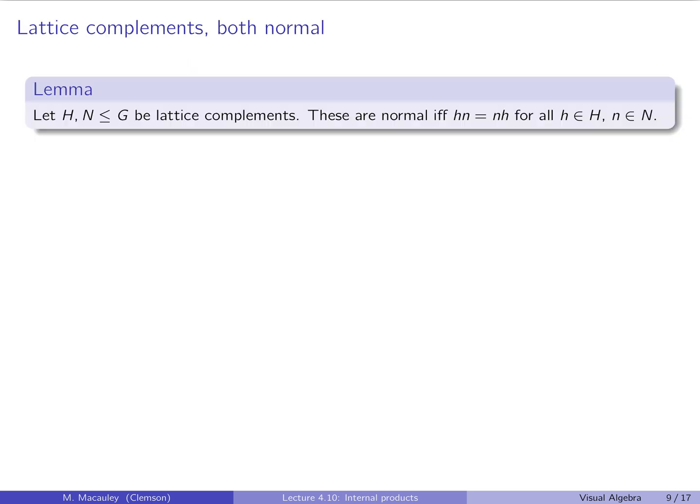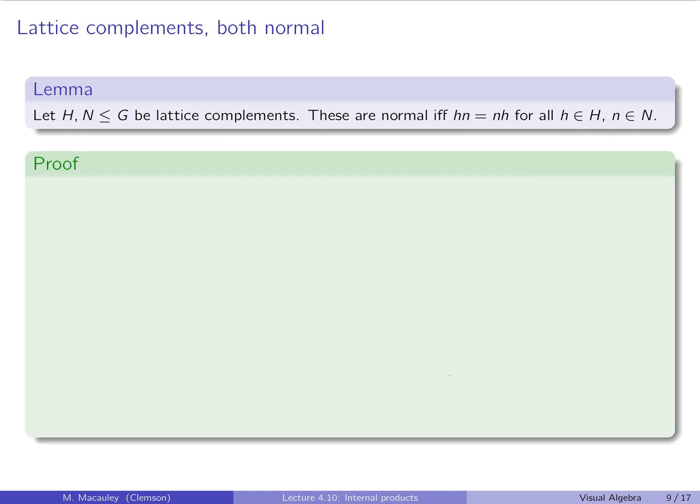Now that we have some intuition about internal direct and semidirect products, let's prove the theorems that I stated in the beginning of this lecture. First, we need a lemma. If H and N are subgroups of G that are lattice complements, then they are normal if and only if elements in them pairwise commute. So if little h times little n equals little n times little h for all elements.